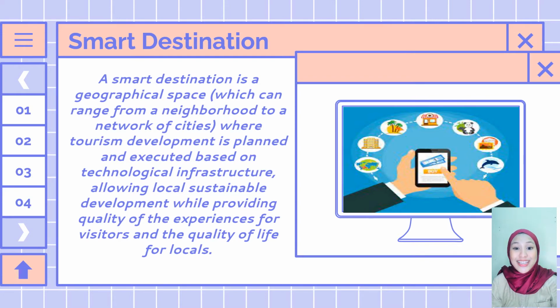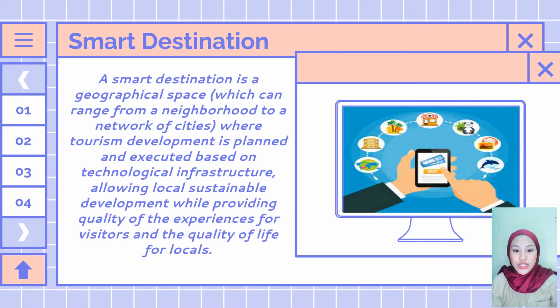be exchanged instantly. A smart destination is a geographical space which can range from a neighborhood to a network of cities where tourism development is planned and executed based on technological infrastructure, allowing local sustainable development while providing a quality experience for visitors and quality of life for locals.